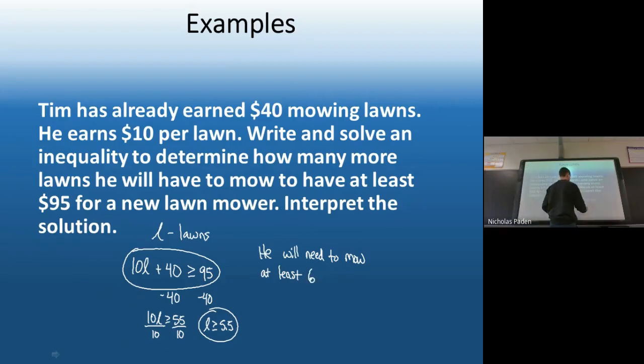Because if he just mows 5 and then gets halfway through the 6th one and stops and says, "Up, I got enough money for a lawnmower," he's not going to be mowing lawns for much longer. Okay, so he can't just stop halfway through that next lawn. Now, does 6 still fit the solution set? Well, 6 is greater than 5.5. So yeah, 6 still fits the solution set. So in this case, keep L is greater than or equal to 5.5, but then change it to 6 because he needs to mow at least 6 yards to have enough money for that lawnmower. Okay, and he'll have a little bit extra after he buys the mower for $95.